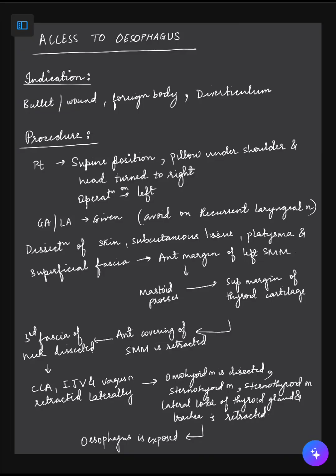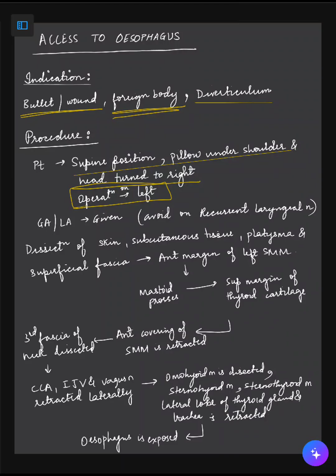Now next is access to the esophagus. Indication is, if there is a bullet injury or wound, foreign body is there which creates obstruction or diverticulum occurs. What is the procedure? Patient should be in supine position, pillow under the shoulder and head turned to the right, when operation is on the left. Fine.